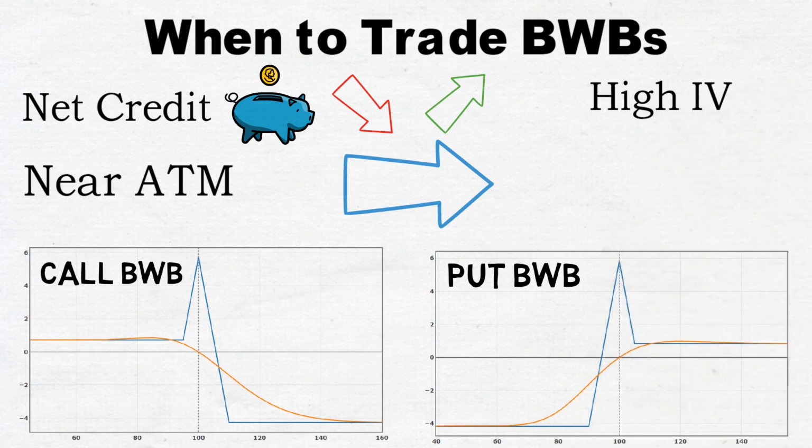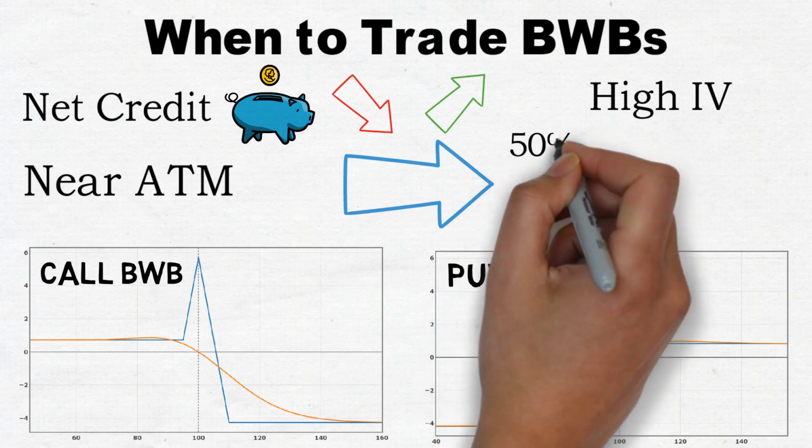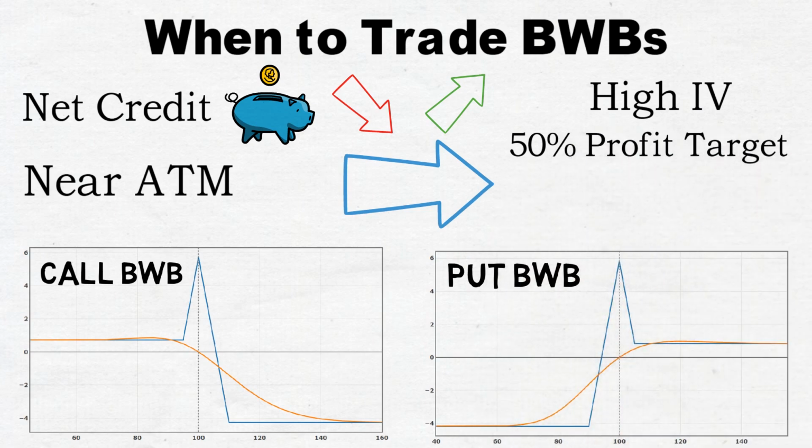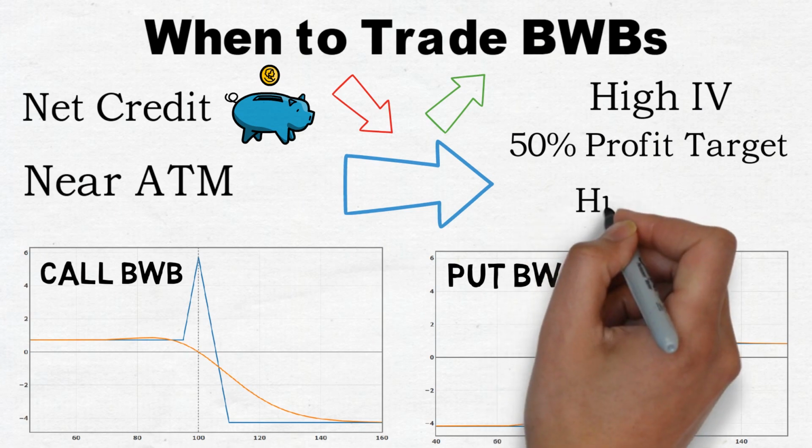In addition to that, broken wing butterflies are best traded in high implied volatility environments, so that you can take advantage of potential drops in IV. So always look at IV rank before opening a broken wing butterfly position. A good profit target is right around 50%, because it's quite unlikely to achieve max profit, as the underlying price has to be exactly at the short strikes for this to happen. So instead, try to go for a slightly more conservative goal of 50%.